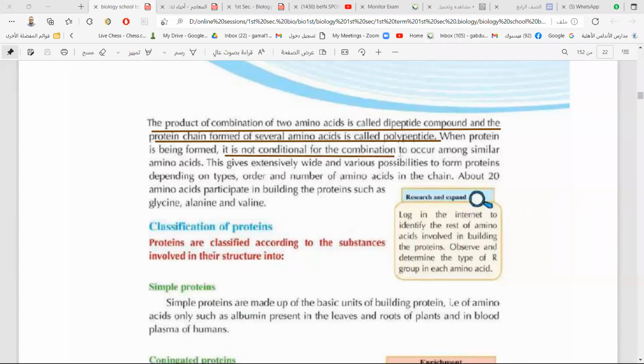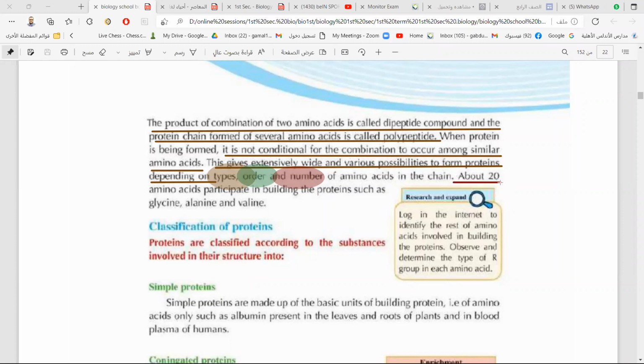It's not a condition that the combination occurs among similar amino acids. They can be different. This gives extensively wide and various possibilities to form a protein, depending on the type, the order, and the number of amino acids. We can make a very big number of different proteins.